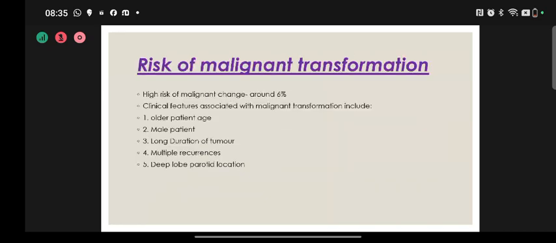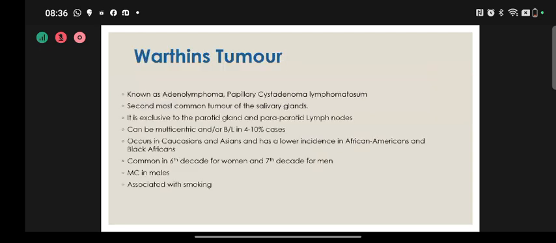So regarding the risk of malignant transformation, there is a risk of malignant change, around 6%. Now, factors which are associated with malignant transformation include older patient age, male patients, long duration of tumor, multiple recurrences, and deep location of the tumor.